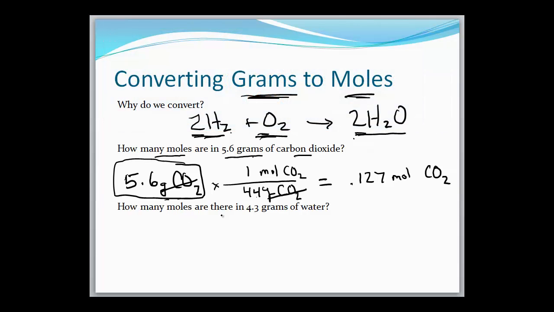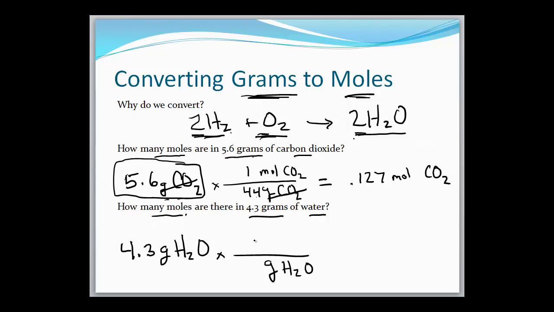Okay, let's do one more. How many moles are there in 4.3 grams of water? So the given is 4.3, and we're looking for moles of water. So when we're done with the dimensional analysis, the units that should be left over are moles of water. So start with the given, 4.3 grams H2O, set up your conversion. Since we're starting with grams, we want that in the denominator. We're converting to moles, and it's moles of water. 1 mole, 2 times 1 plus 16 is 18 grams. So our grams will cancel.